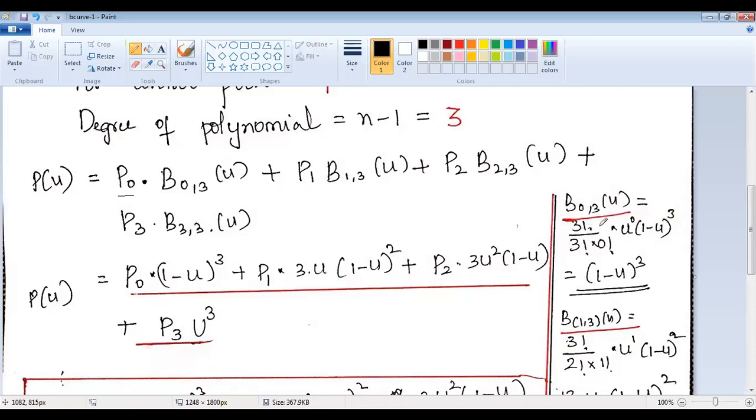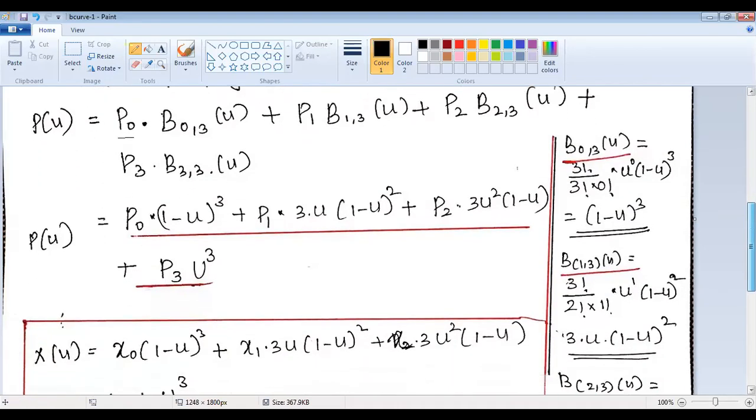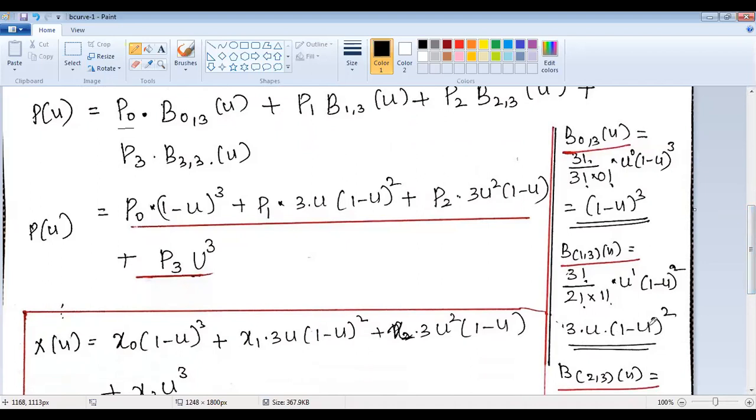So this becomes 1. U to the power of 0 is also 1, so we get 1 minus u cubed. On the same lines, if you expand B of 1 comma 3 of u: 3 factorial divided by 2 factorial into 1 factorial, into u to the power of 1 into (1 minus u) squared. That becomes 3 into u into (1 minus u) squared.